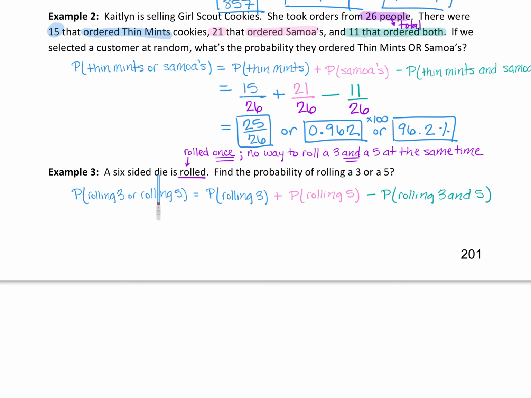A six-sided die is rolled. Find the probability of rolling a 3 or a 5. So the die is being rolled just one time, and the probability of rolling a 3 or rolling a 5 means we find the probability of rolling a 3 first. So there are 6 sides on a die, on a dice, right?